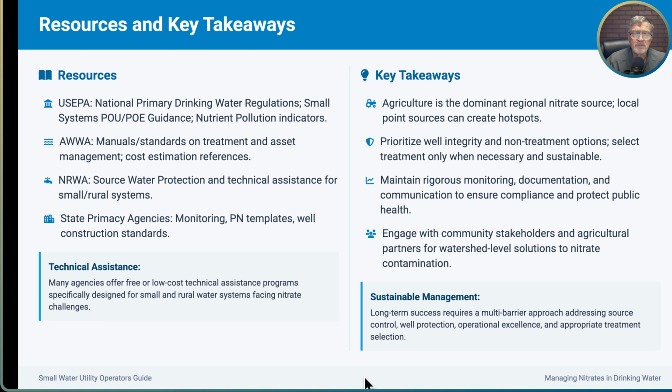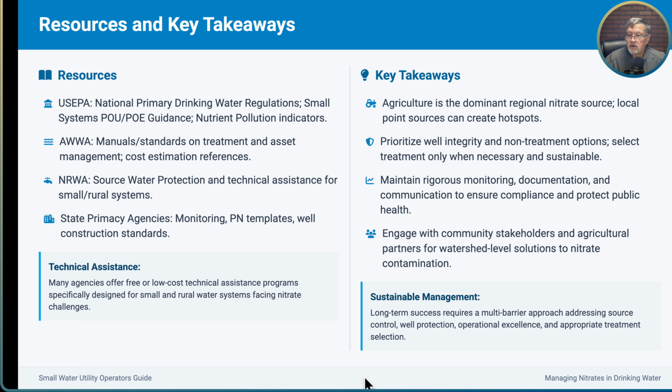Talk with your neighbors. So key takeaways here: agriculture is the dominant regional nitrate source. Local point sources can create hotspots, but if you're in a big agricultural area where they're doing fertilizer, you're probably going to have a nitrate issue, and you need to deal with that. You want to prioritize well integrity and non-treatment options. That's going to be your low-cost option right there. Select treatment only when necessary and sustainable. It has to be financially sustainable.